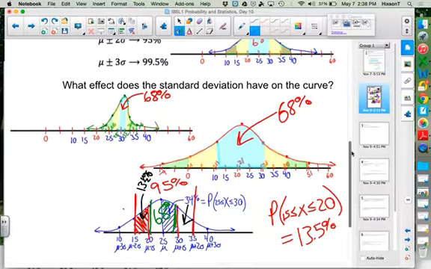So if I found the area under this entire curve, what would it equal? 100%. Because what do all the probabilities add up to? 1, or 100%. So, we'll look tomorrow at how to find intervals and probabilities that way.